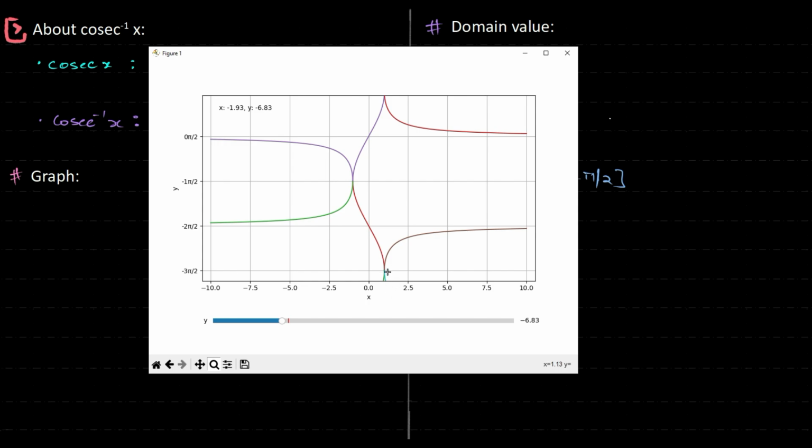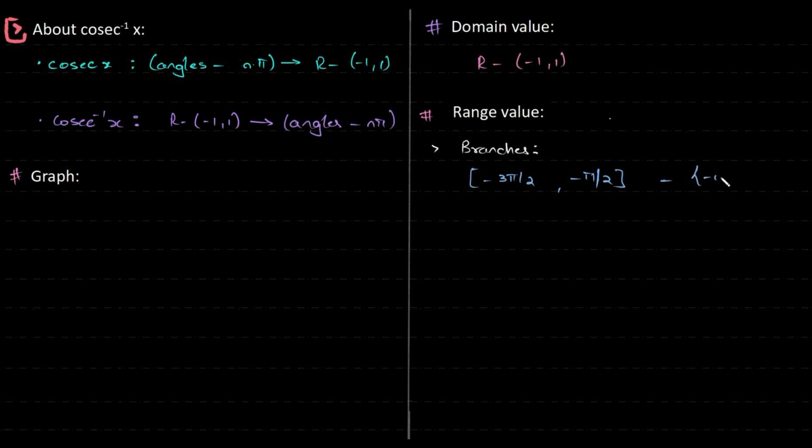If I give an input of 1, I get minus 3 pi by 2. If I give an input of minus 1, I can get minus pi by 2. Which is the one which is not included? The multiple of pi. That is minus 2 pi by 2 in this case. So basically minus pi. So here we are not going to include minus pi.